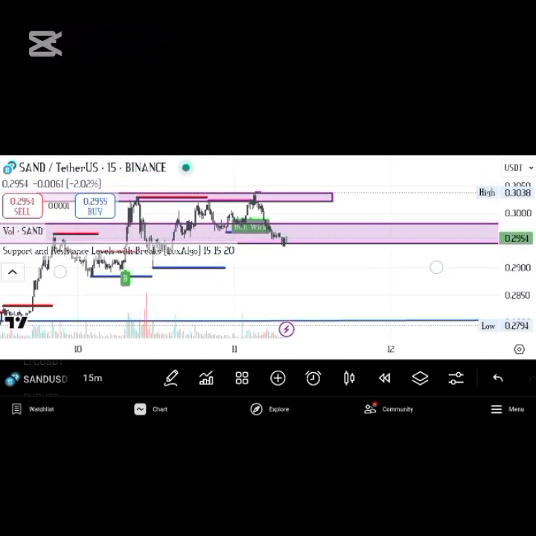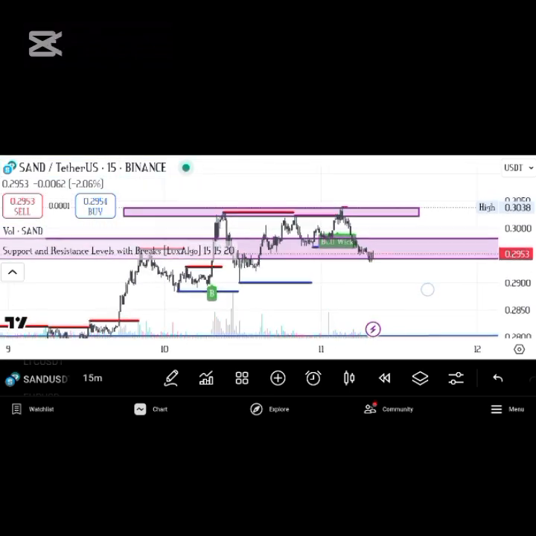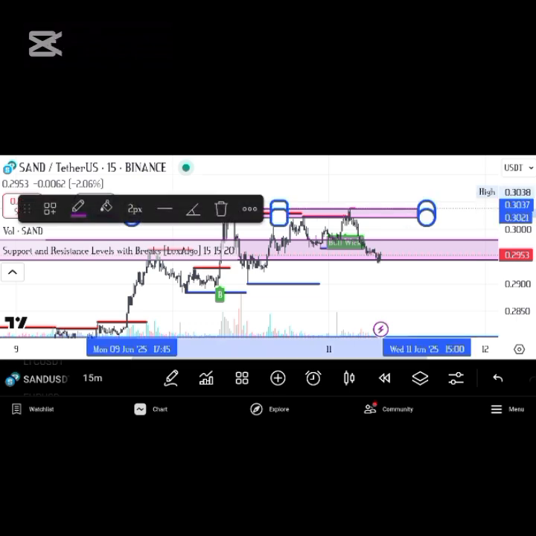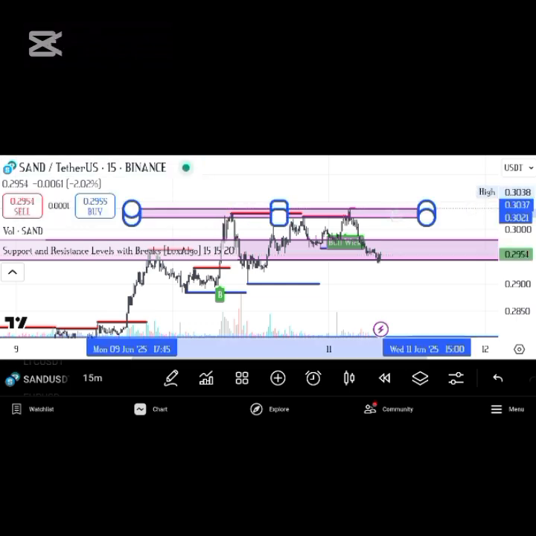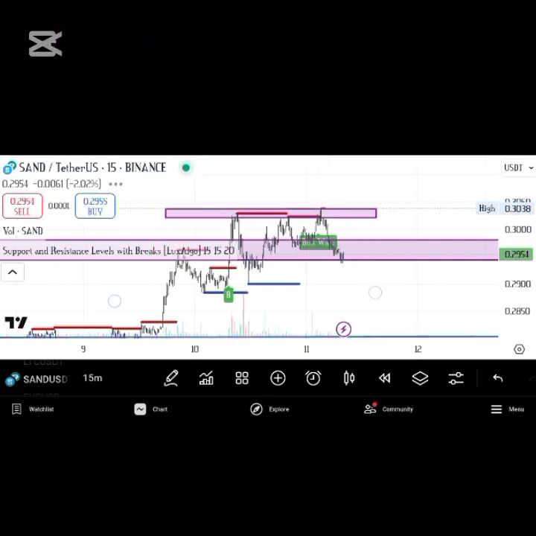Now you can see it's rejecting on this area. If it rejects and comes back up, you can either enter the trade or wait for it to retrace here, then you enter the trade, because it should surely bounce off this place. But here is another strong resistance zone on the 15-minute time frame. So yeah, let's go to the second indicator.